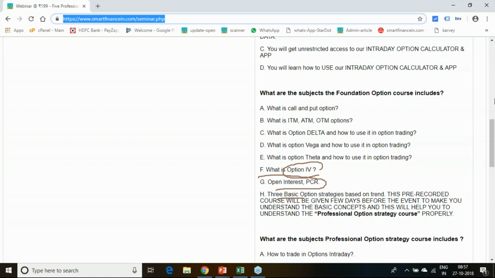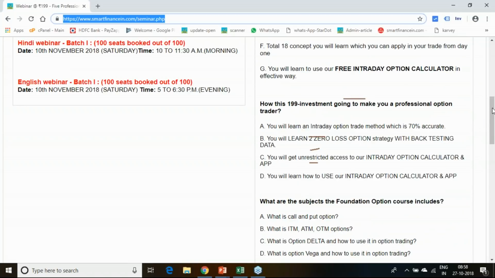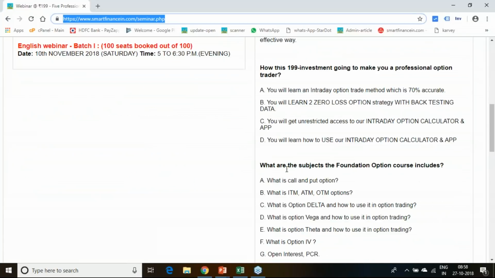Basic, very basic strategies. This is very important because many of you know the delta, many of you know the vega, many of you know the theta. But how to use it? What use does it have for me as a trader? That is important, and that you are going to learn in this foundation course. Then we will have a live webinar of 1.5 hours duration that we have kept.